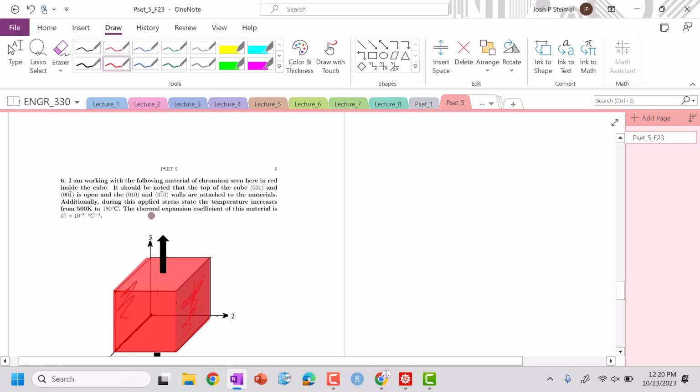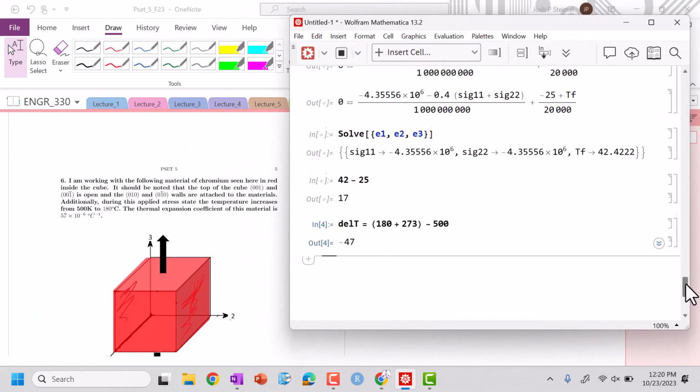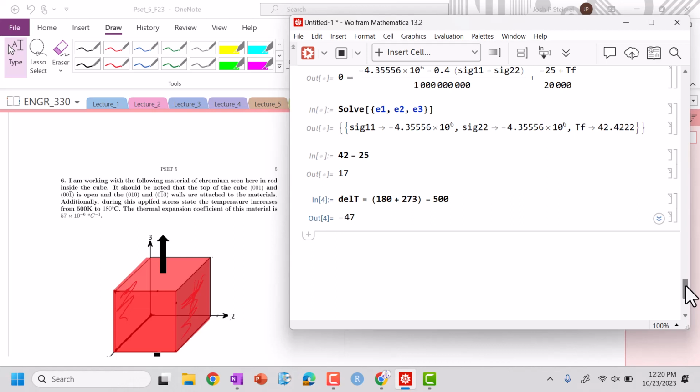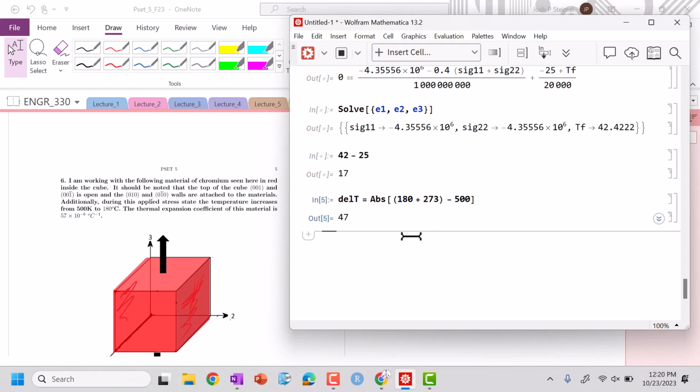The thermal expansion coefficient is this value. So let's set this up. That's our del T. Just because the temperature increases, let's keep that positive. Again, you can solve it either way, but I'm just going to keep it as positive. We're going to say alpha is equal to 57 times 10 to the minus 6. Our ET is equal to alpha times del T.